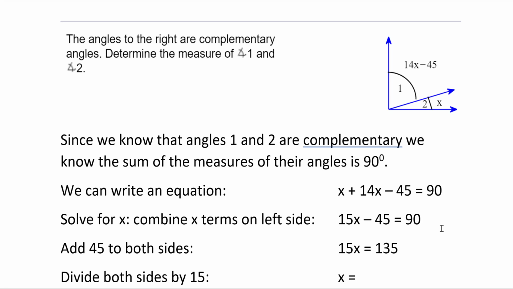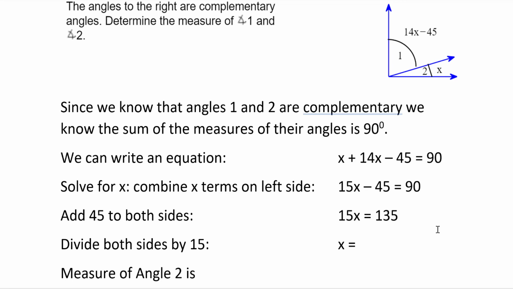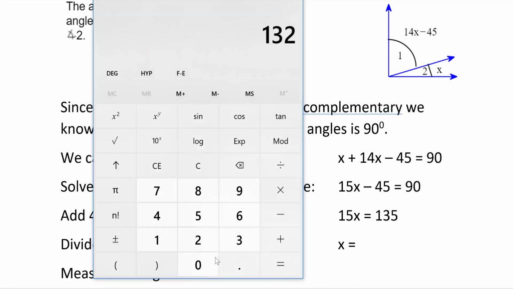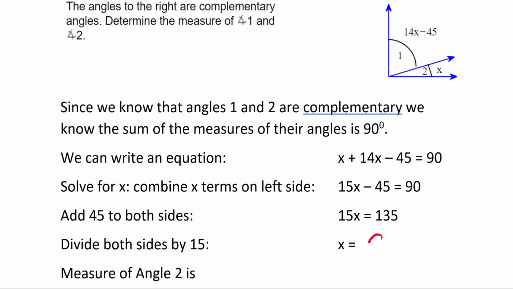Let's combine the x terms on the left side. 15x minus 45 equals 90. Add 45 to both sides. 15x equals 135, and divide both sides by 15. 135 divided by 15, and x equals 9, which is the measure of angle 2.